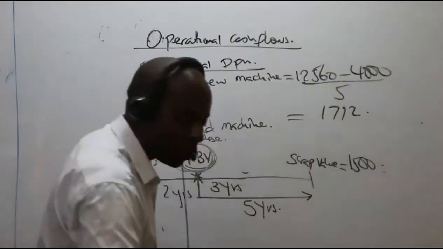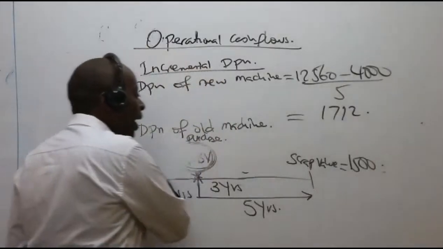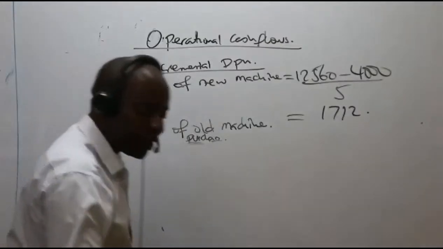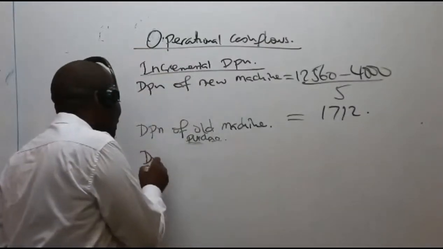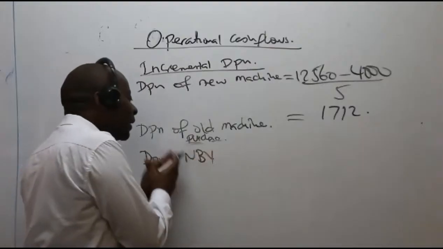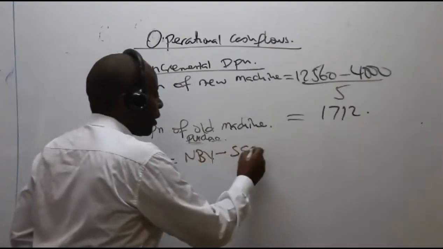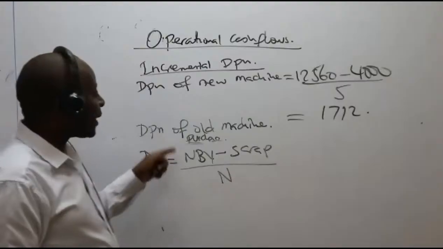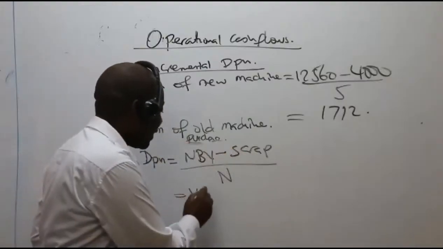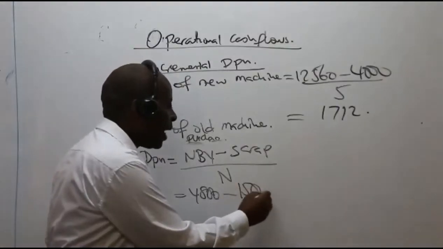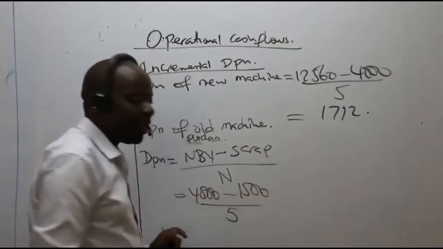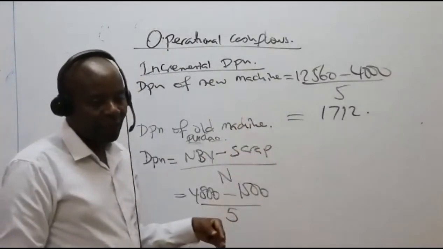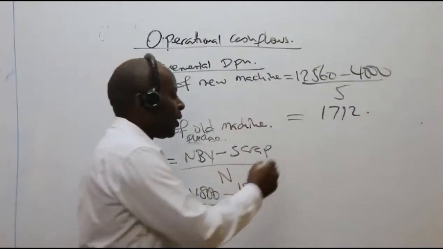And that is why in section 1, you are told that whenever there is a revaluation or a change of useful life, for you to get depreciation, take net book value as at the time of revaluation minus the scrap, all over n. So net book value as at the time of changing the period is 4,800 minus the scrap, which is 1,500, all over n, which is what year? 5 years from today, moving forward. Don't tell me the thing of 7. Moving forward, 5.